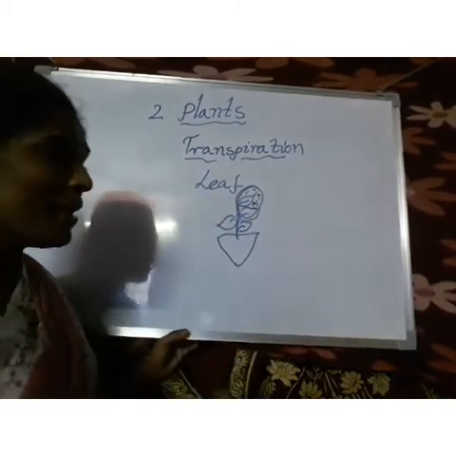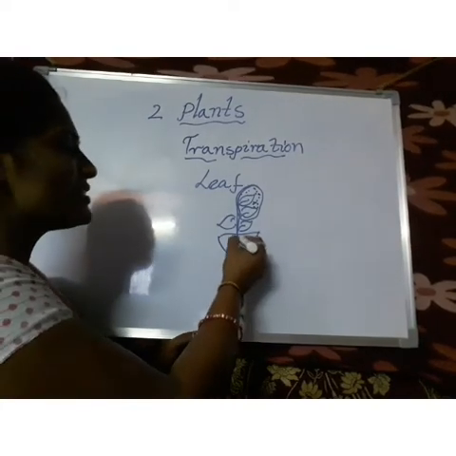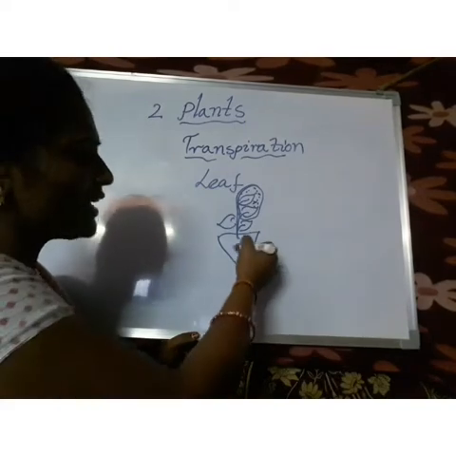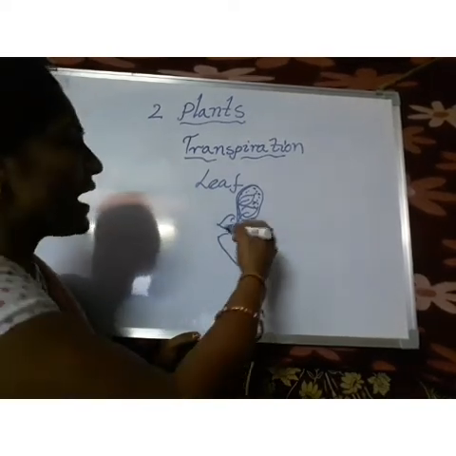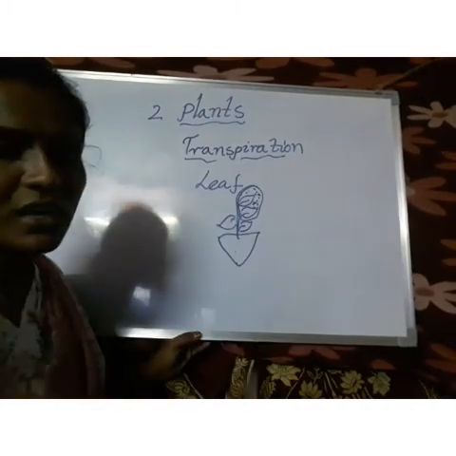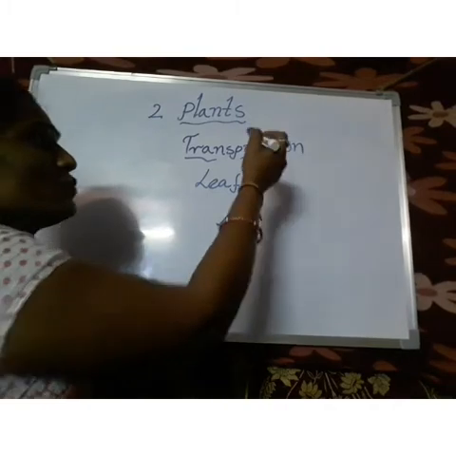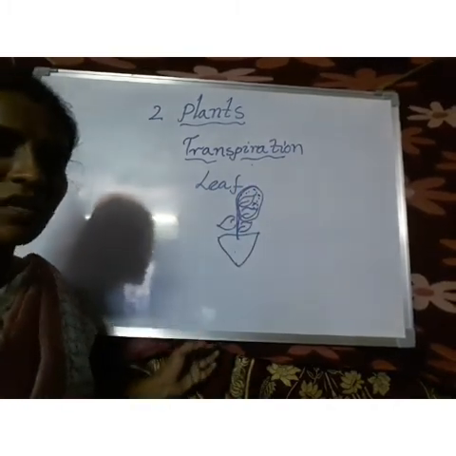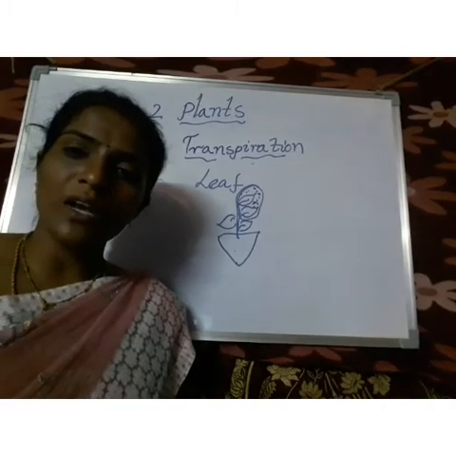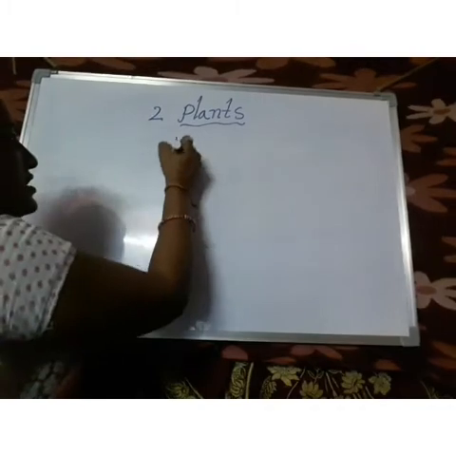So by this activity what we can understand is that the plant also sends out the excess water. Some of the water is used by the plant, but the excess water is sent out in the form of water vapor into our environment. That process we call transpiration. Understood, children, about this transpiration of leaves? Now coming to the functions of the leaf.